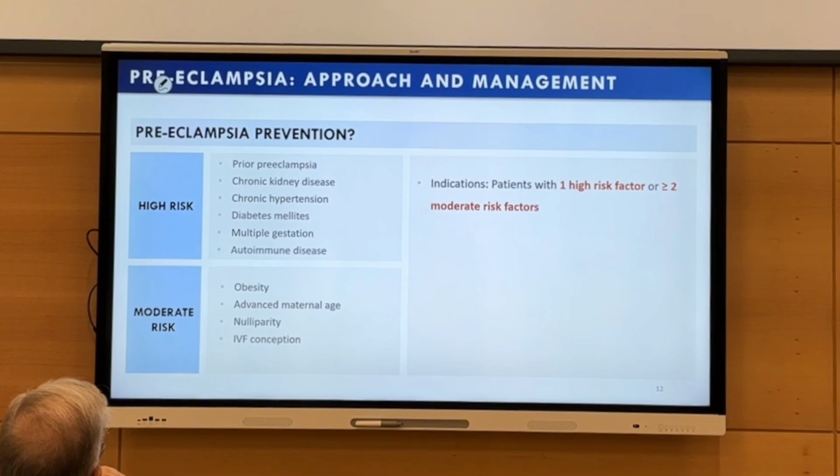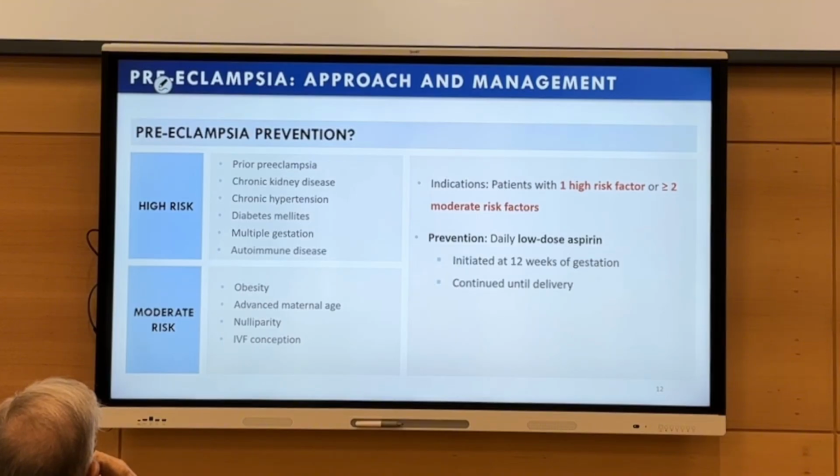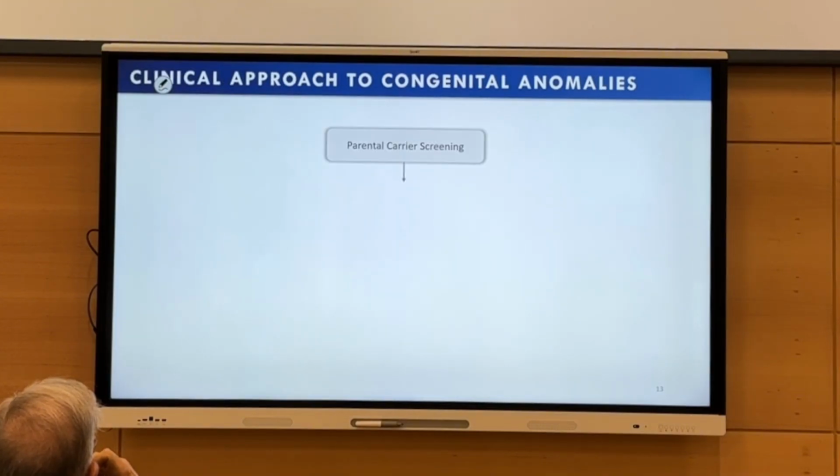For our patient in the case, she should have been taking aspirin, because she was nulliparous and she had advanced maternal age and obesity. So she had 3 moderate risk factors. So prevention would be with low dose aspirin, initiated at 12 weeks, continued until delivery. Now moving on to the approach to congenital anomalies.